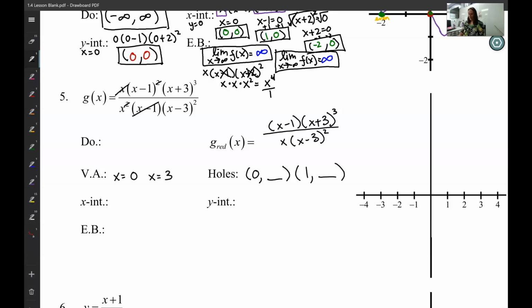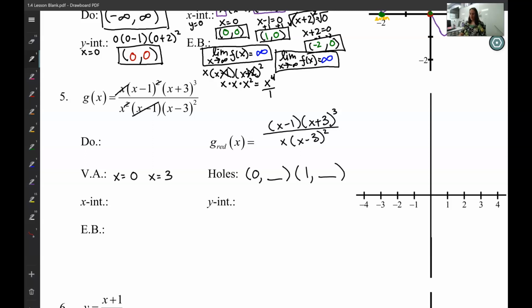If I look at what canceled, I have an x that canceled, which would mean a hole at 0, and I have an x minus 1 that canceled, so that would be a hole at 1, because that's what makes this 0. But if I look at my reduced form, in the denominator I have an x, so that would be an asymptote at 0, and I have an x minus 3, which would be an asymptote at 3, because that's what makes that 0. But here's my problem.